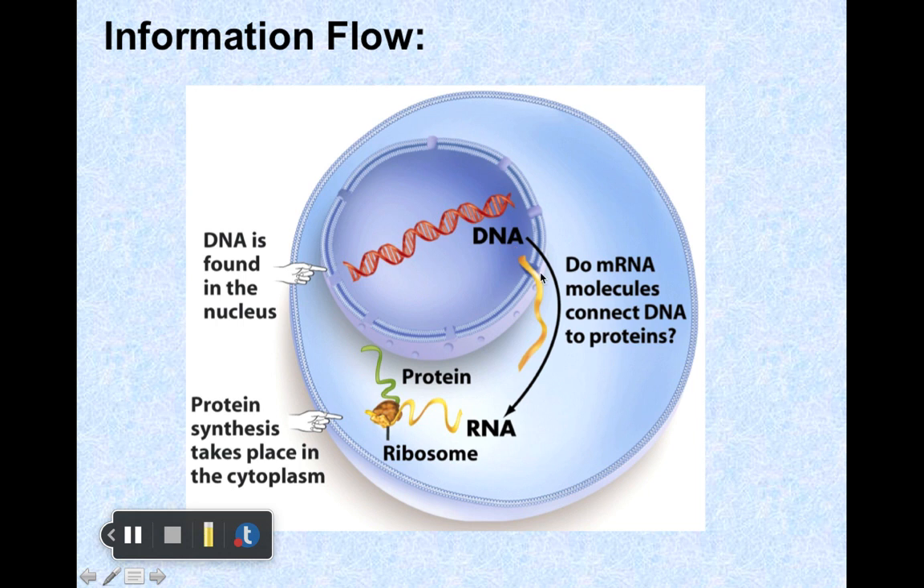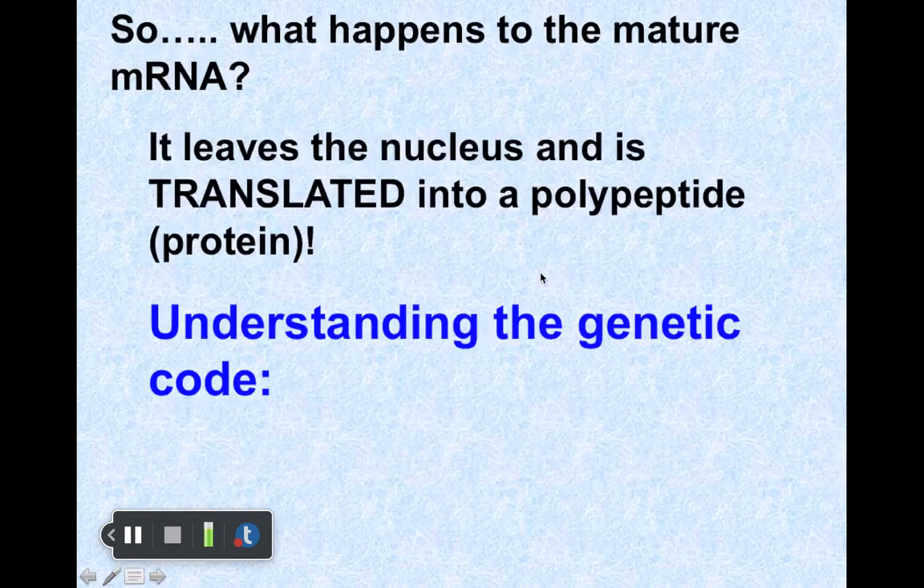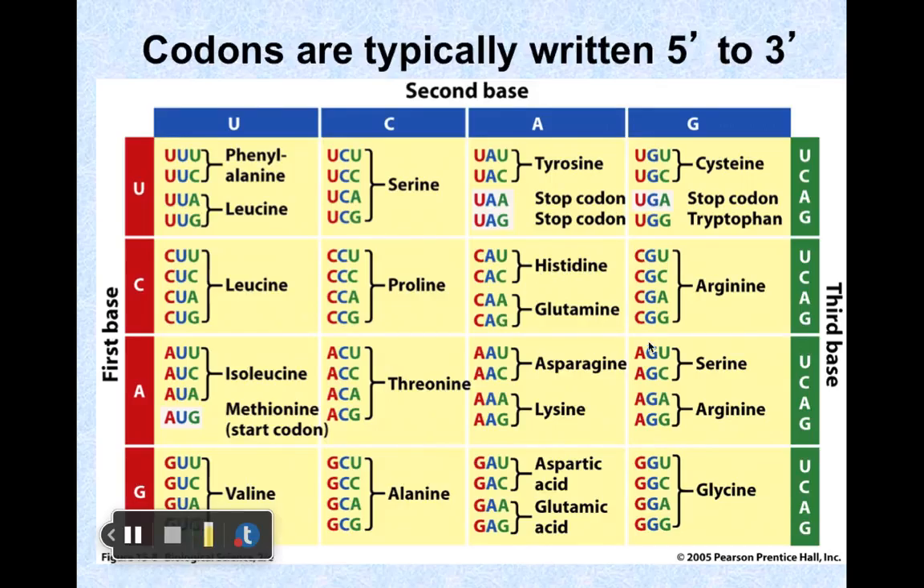So imagine a piece of messenger RNA that's just been transcribed. Essentially what happens to that messenger RNA once it's been processed and so forth? Now it's a mature messenger RNA. What happens next? Well, again, it leaves the nucleus, it's translated into a polypeptide, which is eventually processed into a functional protein. So let's begin with a review of the genetic code.